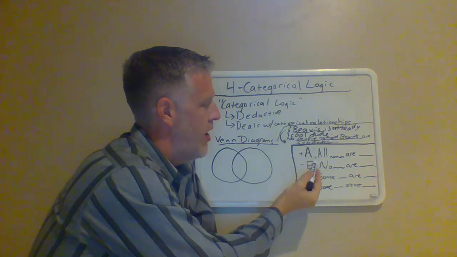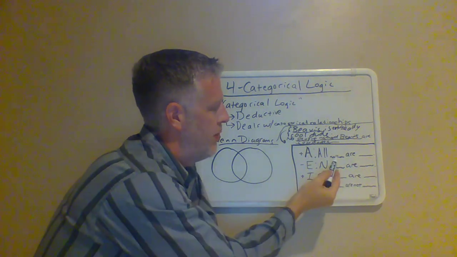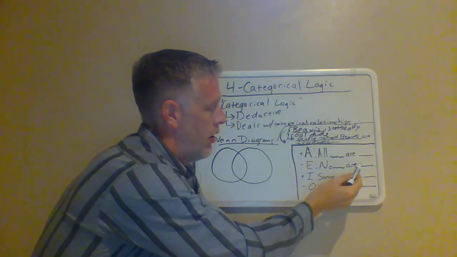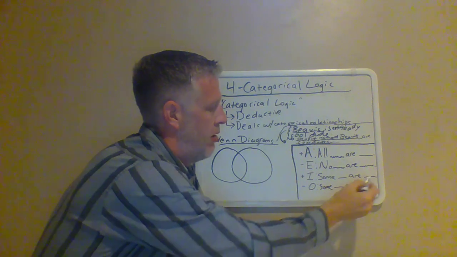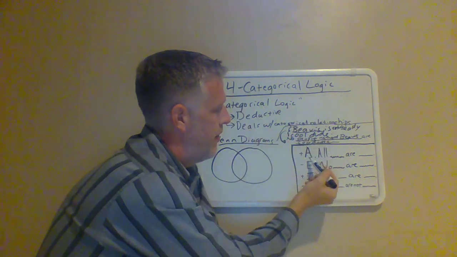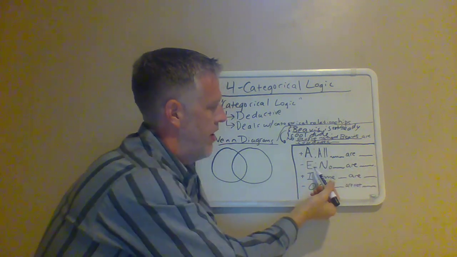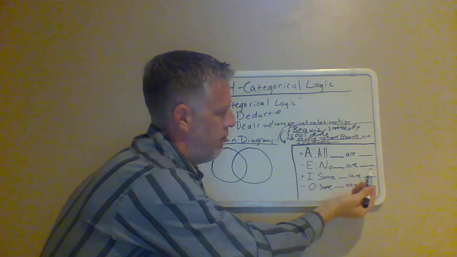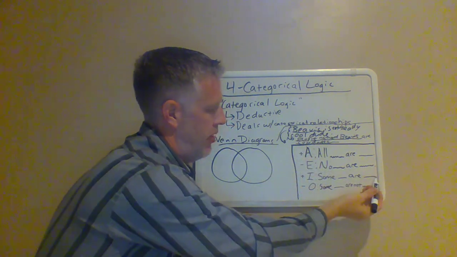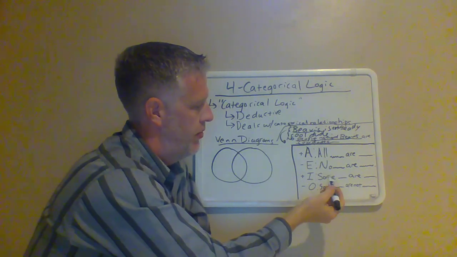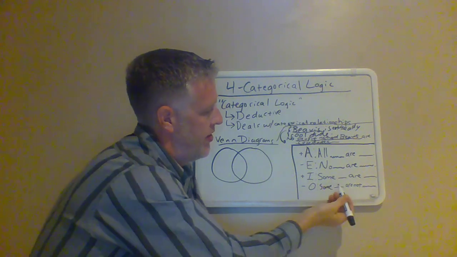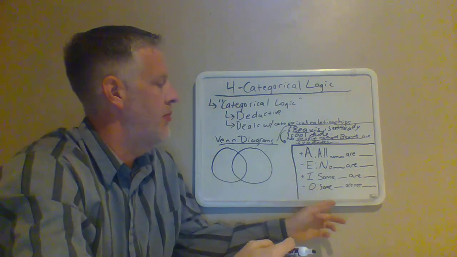We have the standard form A claim, all blank are blank. And I'll explain these little squigglies, why some of these are squigglies. That's there for a reason, and why some of them are just regular blanks. That means something. I'll reference that later in the lecture. So standard form A claim, all blank are blank. Standard form E claim, no blank are blank. Standard form I claim, some blank are blank. So, some animals are cats, you might say. And then O, some blank are not blank. Some animals are not cats.